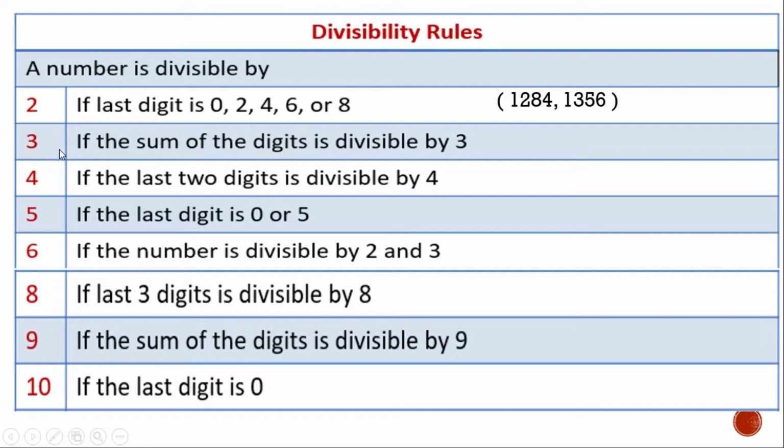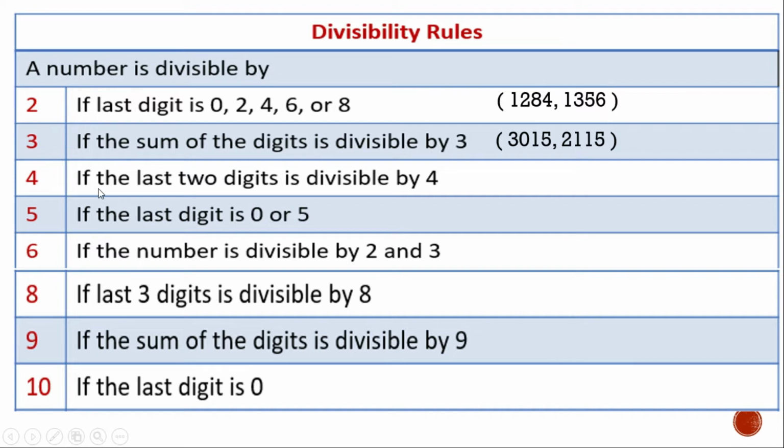Rule for 3. If the sum of the digits is divisible by 3. What do you mean sum of the digits is divisible by 3? You have to add the digits in the given number and that sum should be divisible by 3. In that case, you can say that the given number is divisible by 3. See, here it is. When you add 3 plus 0 plus 1 plus 5 it is 9. Here also the same 9. 9 is divisible by 3. So, you can say the given number is divisible by 3.